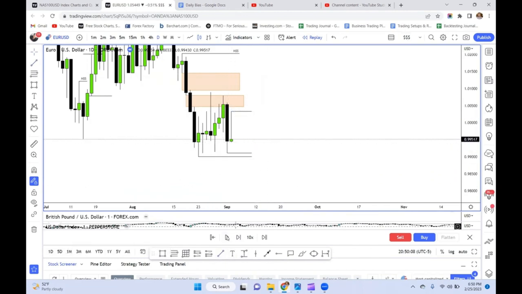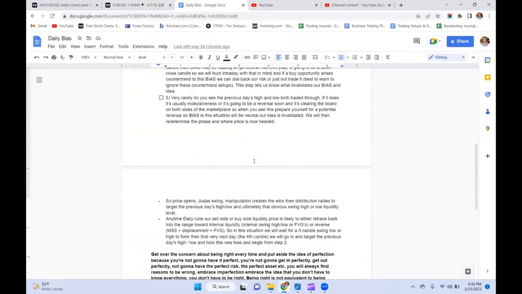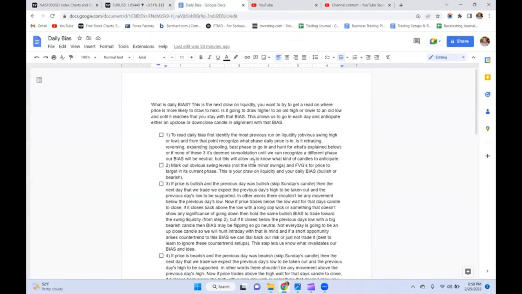Still want to see this low get taken out. See what happens. Boom. There it is. Took out the liquidity here. Took out the low. High was supported. This is exactly how you read daily bias. This is how you master daily bias. This checklist alone provides you everything you need to know for daily bias.